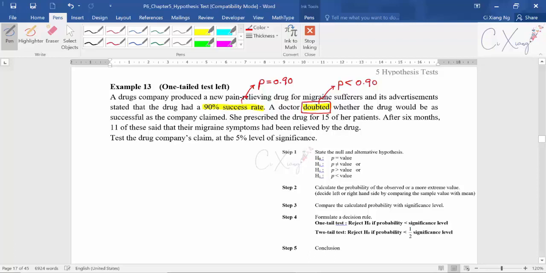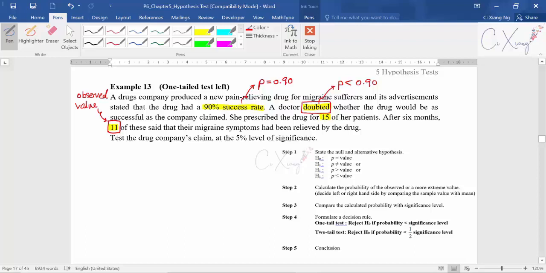Right? Okay, so from here it is very obvious which one is the alternative and which one is the null. Then after that, the doctor prescribed the drug to 15 of her patients. Now they are talking about the sample data used to run the test. After 6 months, 11 of these said that their migraine symptoms had been relieved by the drug. So this 11 is the observed value, or you can call it the extreme value. You have to look for this observed value in the question.